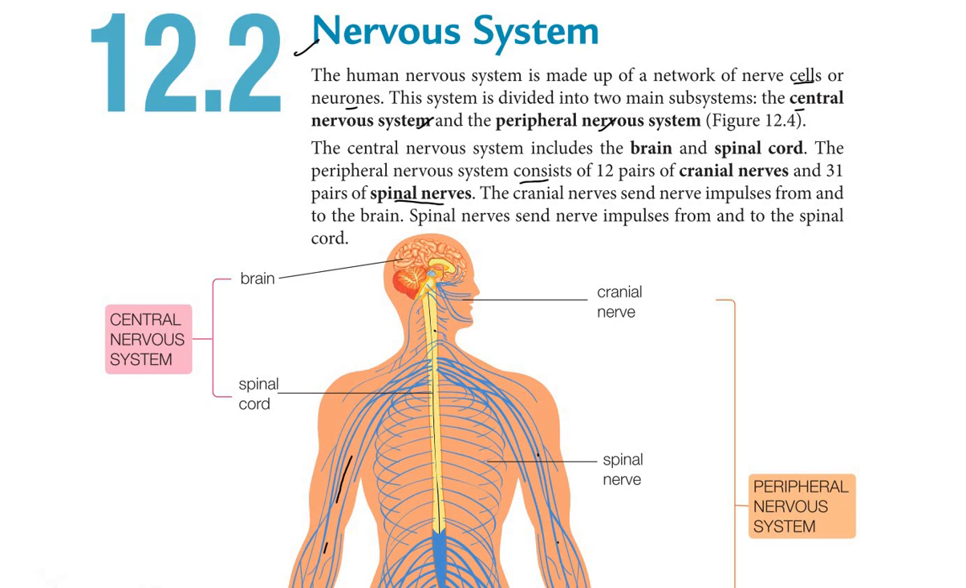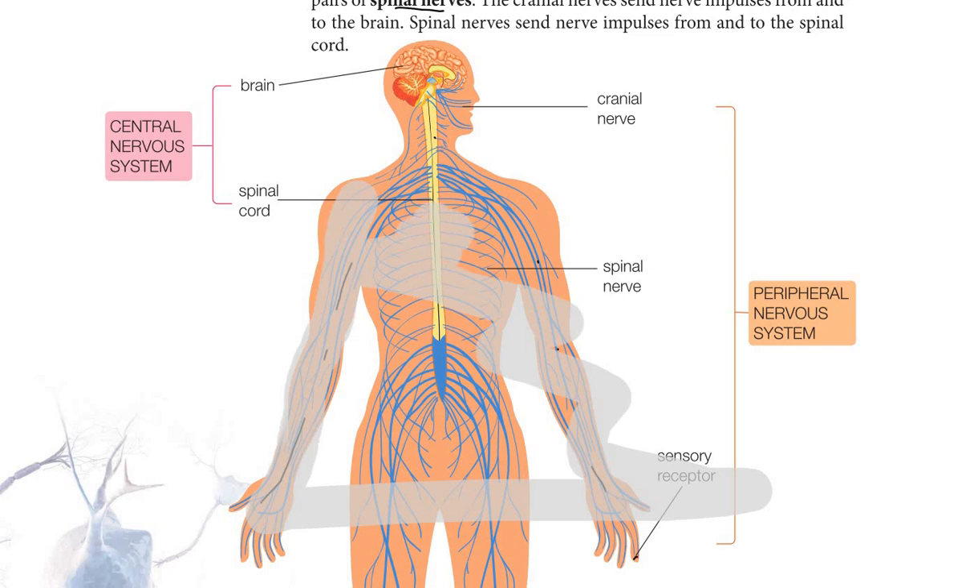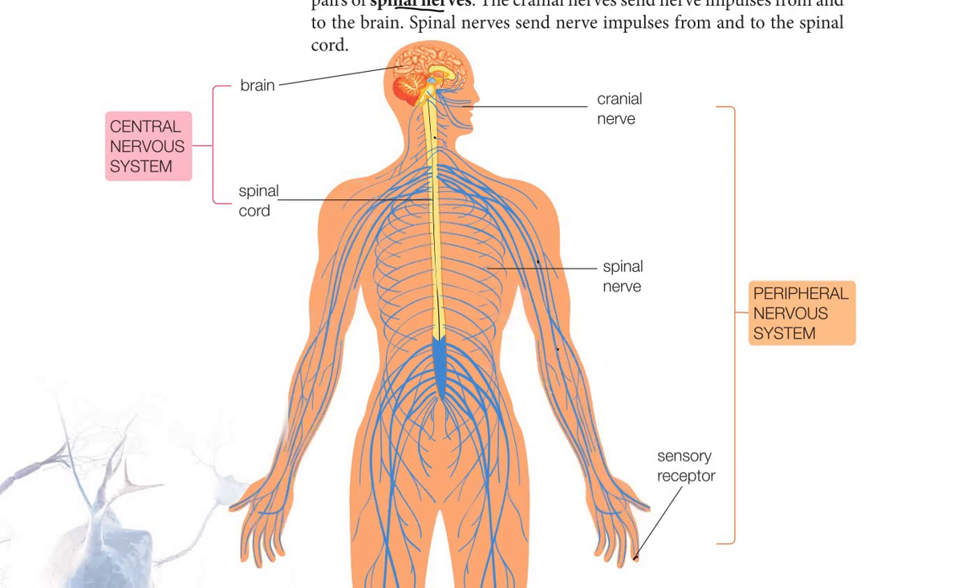So if we see in this diagram below here, you can see that there are two subsystems in the nervous system. That is the central nervous system, which includes the brain and spinal cord, and also the peripheral nervous system, which includes cranial nerves and spinal nerves. So for cranial nerves, we have 12 pairs. Okay, the function of these cranial nerves.